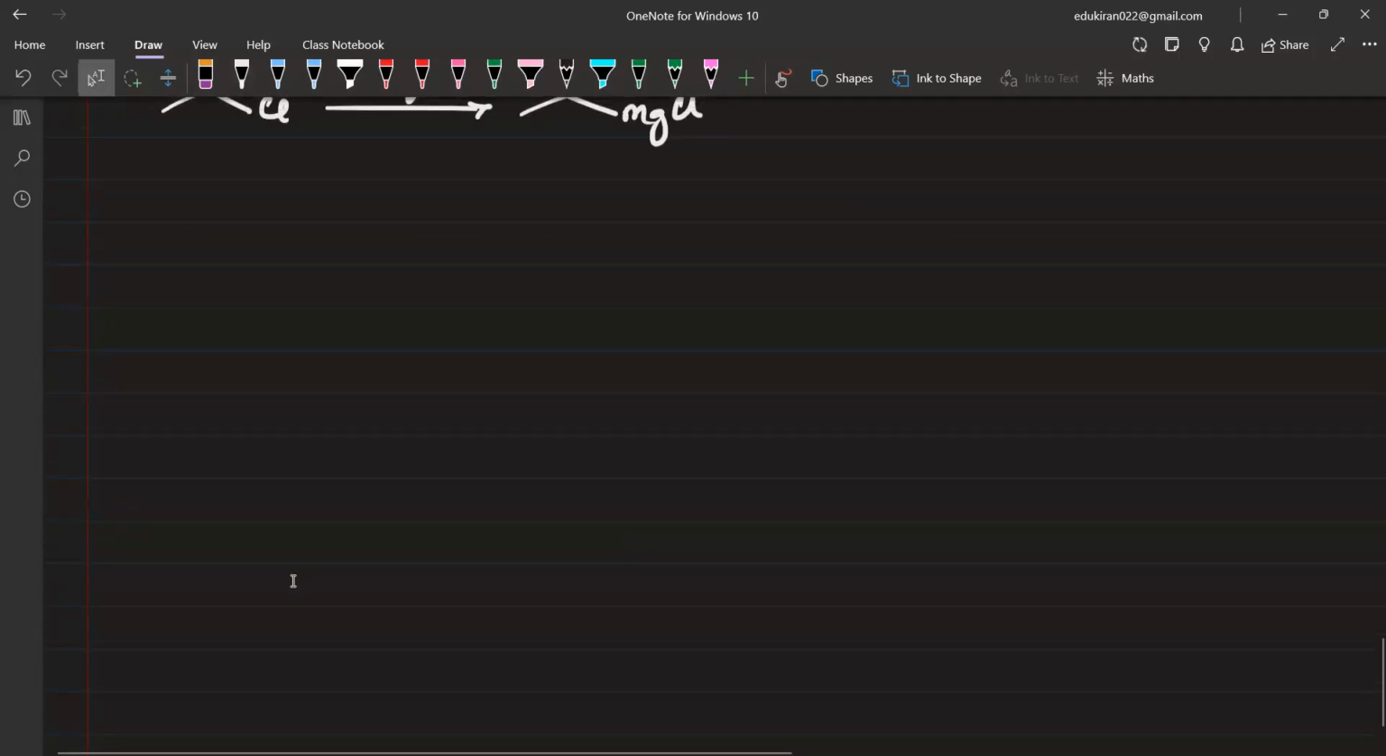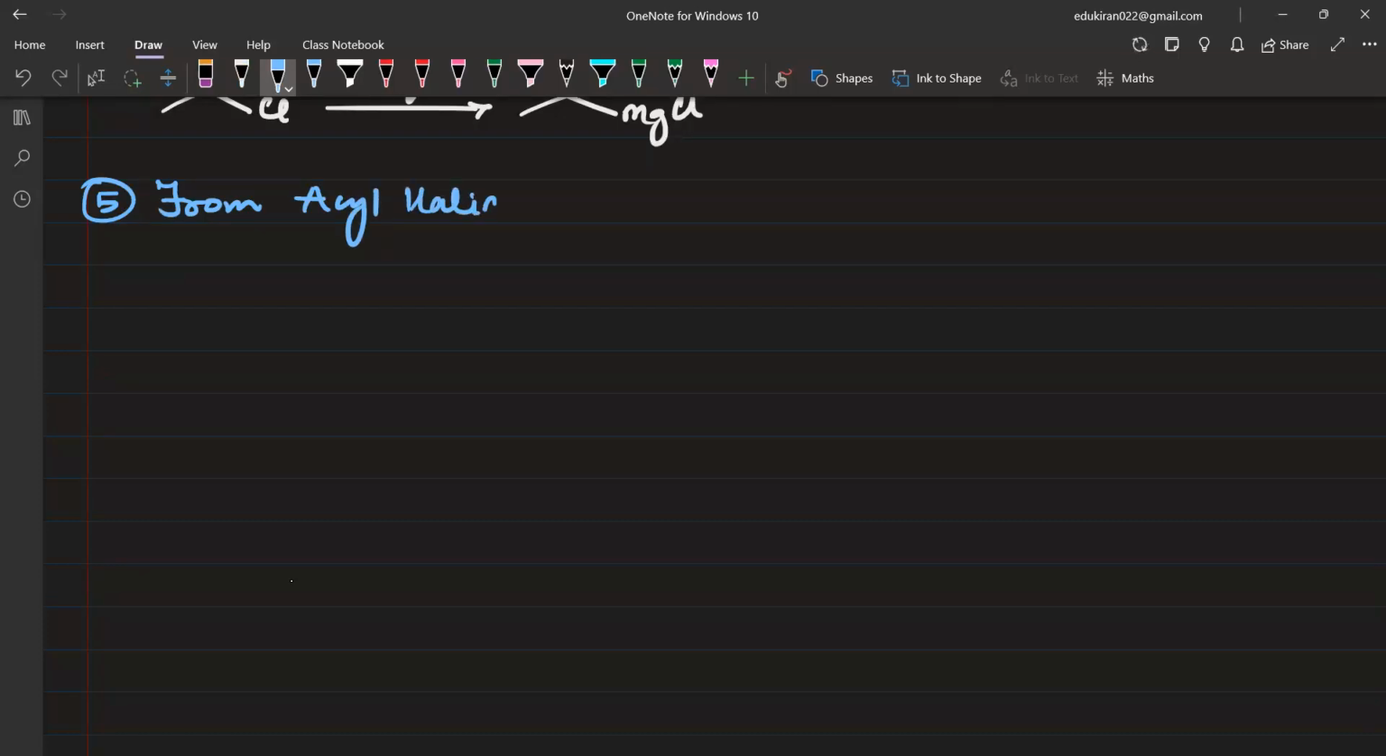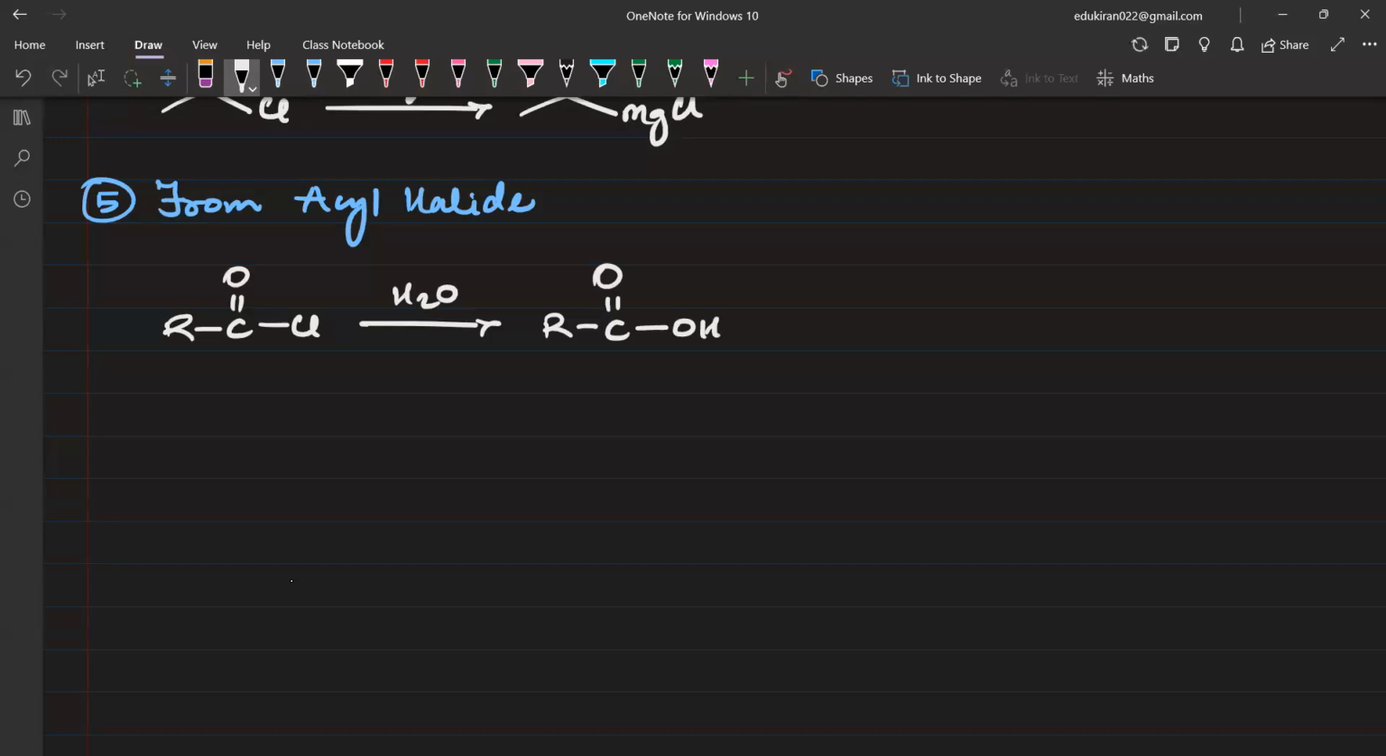Write the fifth method of preparation, from acyl halide. It's a very easy reaction. Acyl halide, you just need to add water. If you have any acyl halide, RC double bond O, Cl, add water to it, you will get R, C double bond O, Cl will be replaced by OH, और साथ में आपको क्या मिल जाएगा, H2O मिल जाएगा, ठीक है.